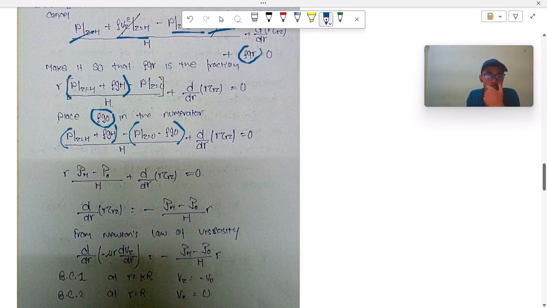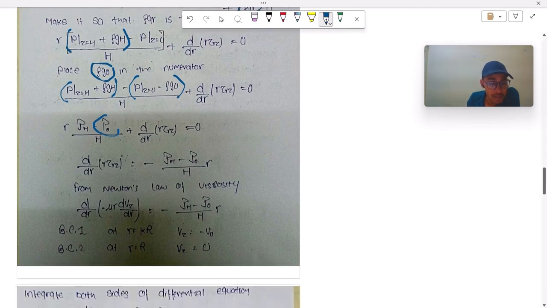This is given by r times the modified pressure at z is equal to h minus the modified pressure at z is equal to 0, plus d by dr of r times tau rz. So this is our differential form of our shear stress. Sorry, not torque, this is shear stress. This is minus times of this.